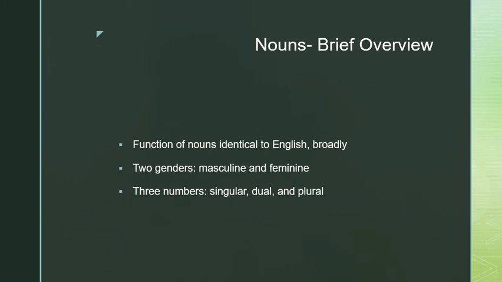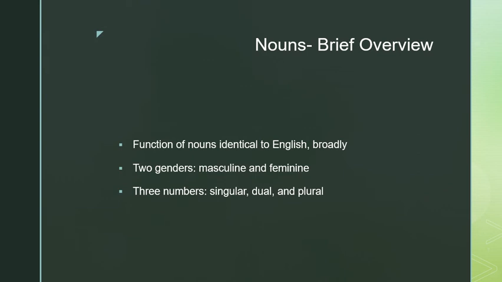Brief overview of nouns. The function is broadly identical to English. Person, place, thing, concept. Same general idea. However, unlike English, there are 2 full genders. That is to say that there are more than just a couple of loan words that have gendered aspects. Masculine and feminine are the 2 genders, same as quite a lot of languages, especially the Semitic languages that are closely related, which just have the 2 genders. More complicated gender systems are possible for those of you wondering, but masculine and feminine is the most common.